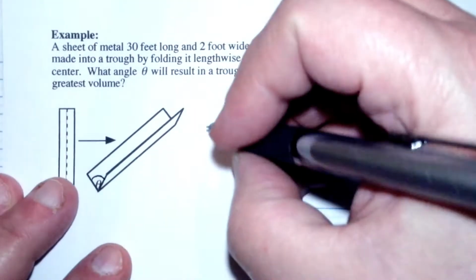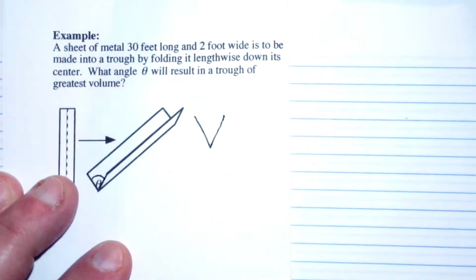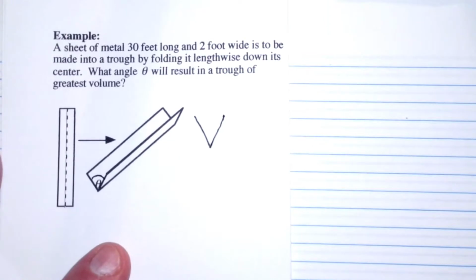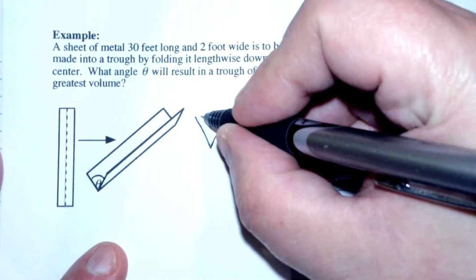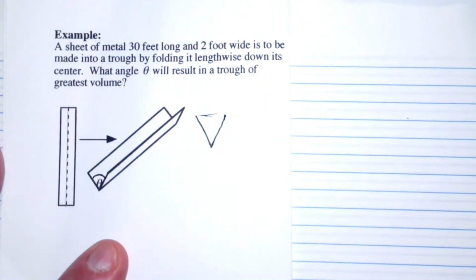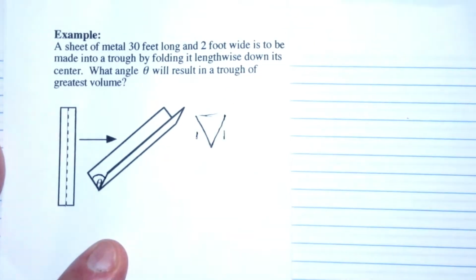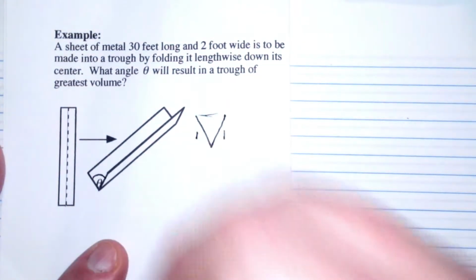Alright, so I'm going to draw a picture viewed from the end. Viewed from the end, we just get this V shape. And since the length is a fixed value, we can maximize the volume by maximizing the area of this triangular region formed by the V. Alright, so those sides are each 1.